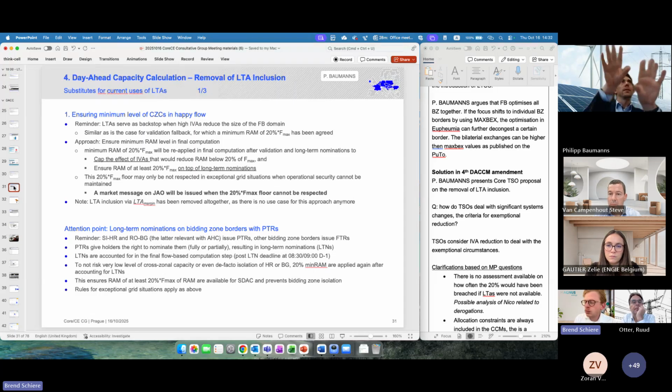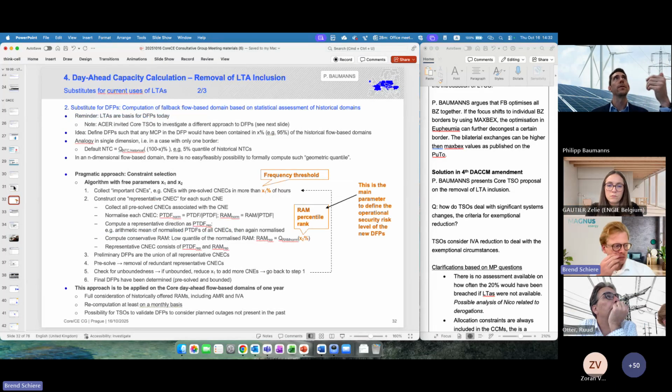So this was for what we call the happy flow. So the next slide would be on the second aspect. So finding a solution for what do we do in terms of default flow-based parameters. Just as a short reminder, the LTAs are the basis for default flow-based parameters today. So basically they are the DFPs.